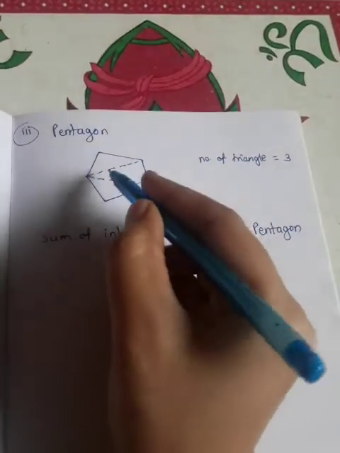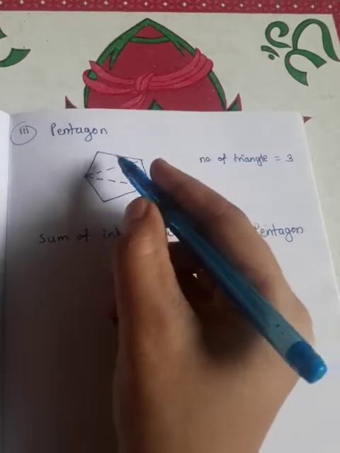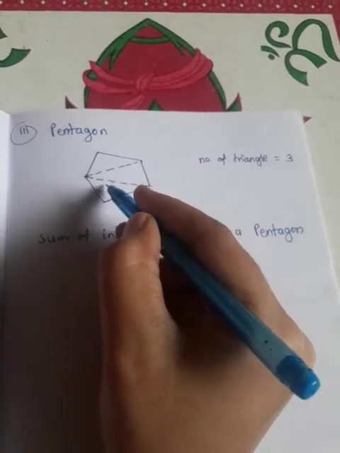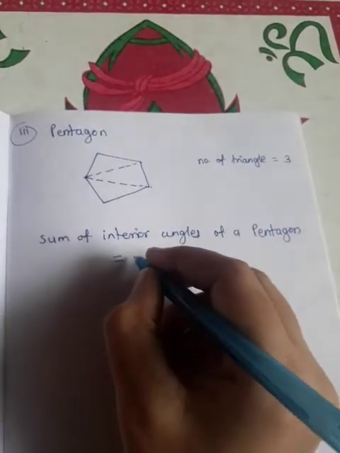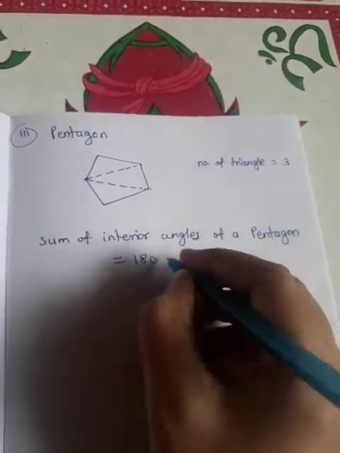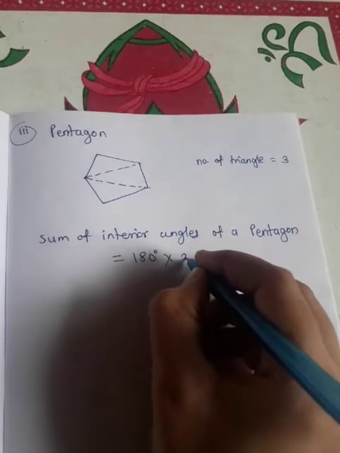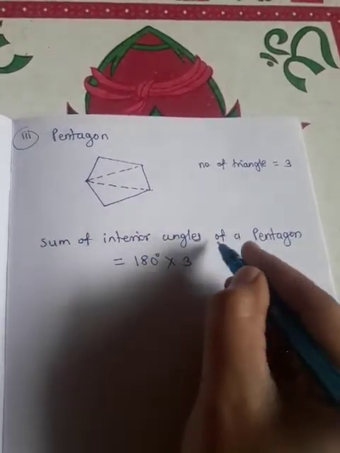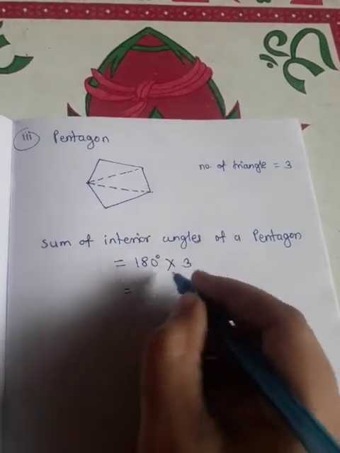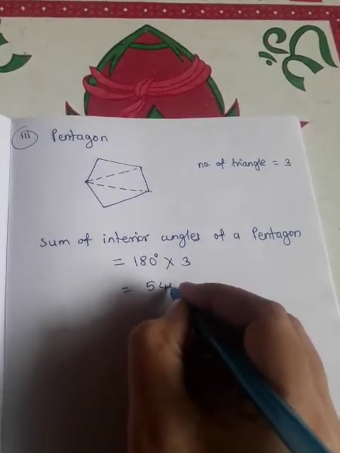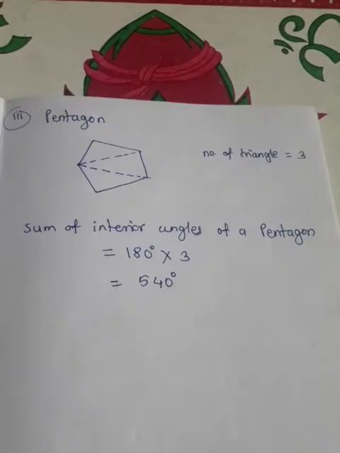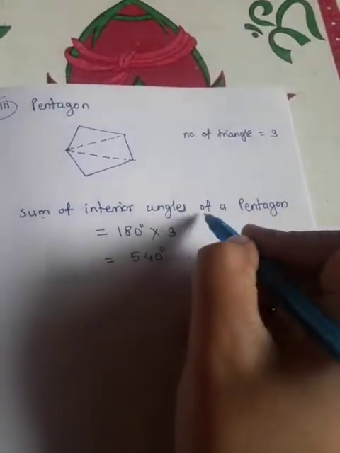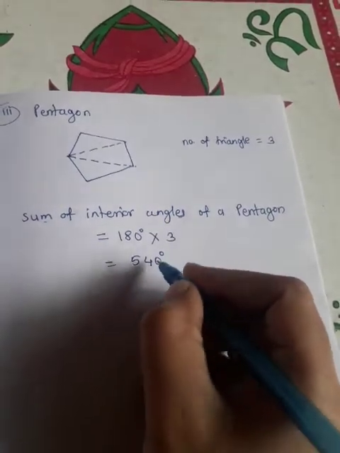Okay, now we know the sum of interior angles of a triangle is 180. So this 180 plus this 180 and this 180 will give you the sum of interior angles of a pentagon, which means 3 times 180 gives you the sum of interior angles of a pentagon. So 180 times 3 means 540 degrees.